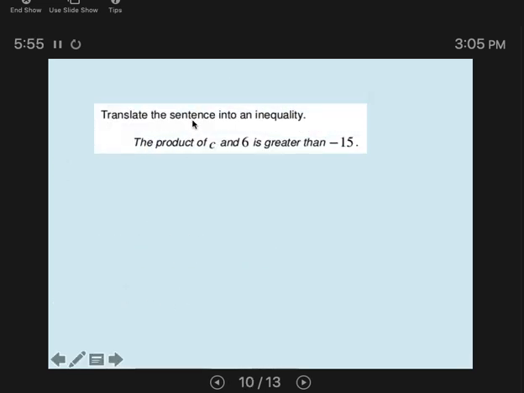Okay. Translate this sentence into an inequality. The product of C and 6 is greater than negative 15. Okay, so we read left to right, so let's write it left to right. The product of C and 6. Product means multiply. The greater than symbol, negative 15. So C times 6 is greater than negative 15. Better yet, 6C is greater than negative 15.